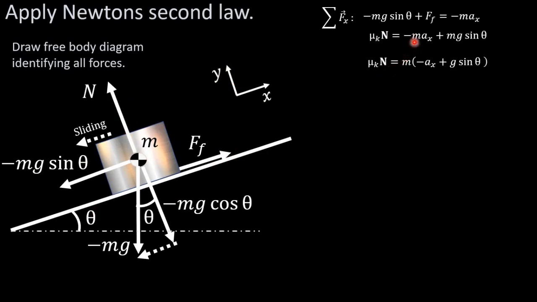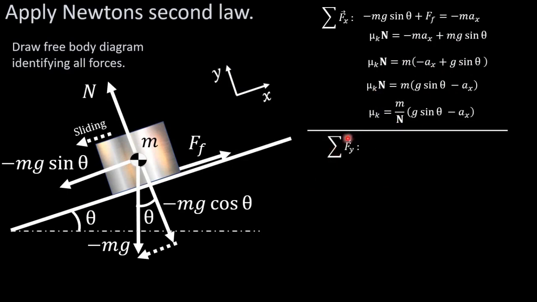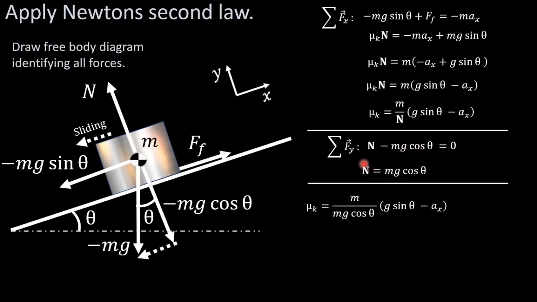Then we can factor out m from each term, swap these two terms over, and divide both sides by n to get this expression. Now if I look at the sum of the forces in the y direction, I get this, because again there's no acceleration in the y direction. I've got n, in the positive y direction, minus mg cos theta, in the negative y direction, equal to 0. I can add this term to both sides to get n equals mg cos theta. Then if I substitute the normal force into the expression above, I get this equation.